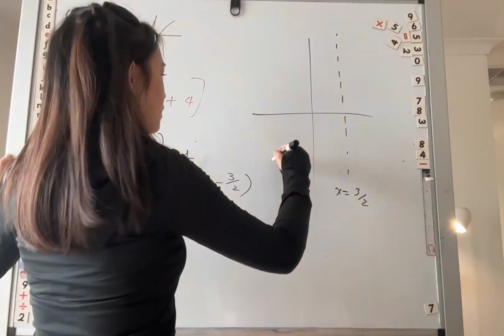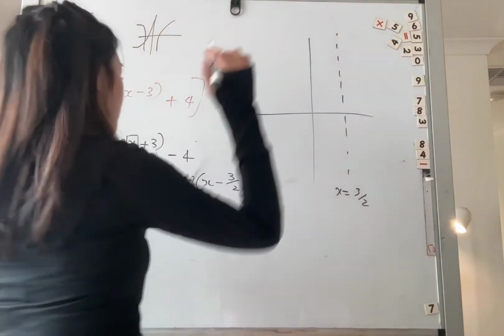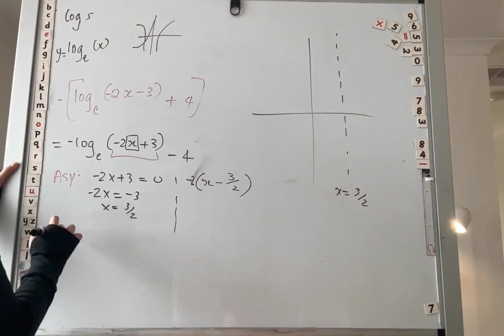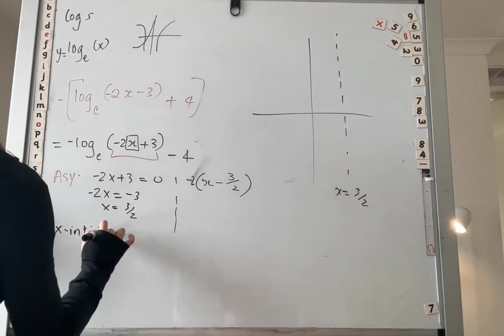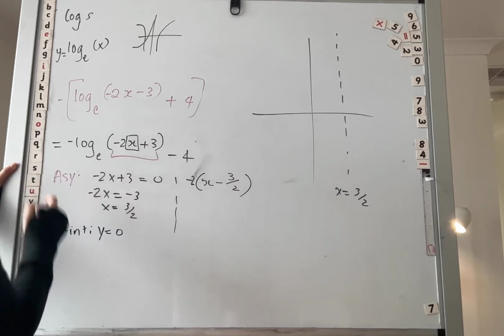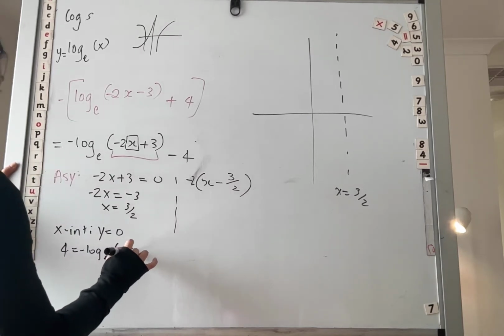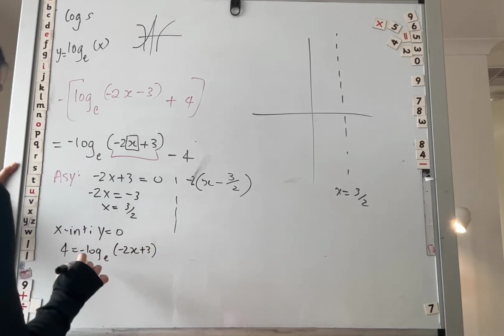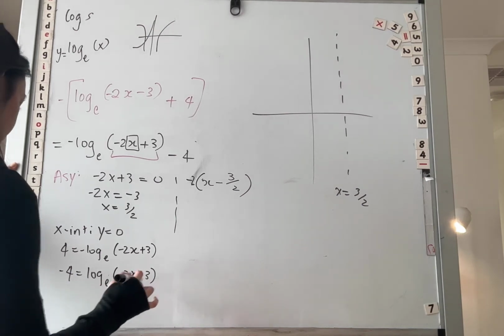So your function should look something like this, okay? In my head, I'm thinking, okay, my graph should look like this. Now I'm going to find the x and y intercept. So x-intercept is when y equals 0. So I've got to move 4 to the other side. 4 equals negative log e of negative 2x plus 3. Move it to the other side. Negative 4 equals log e of negative 2x plus 3.